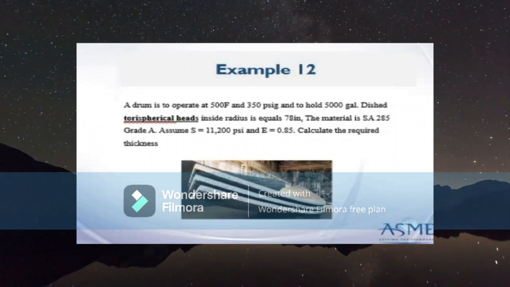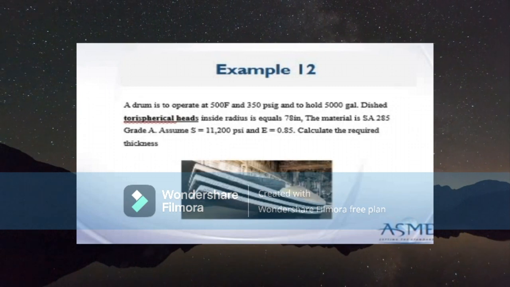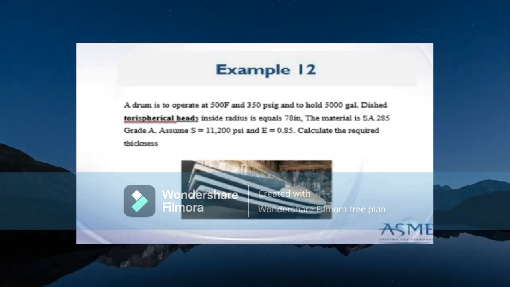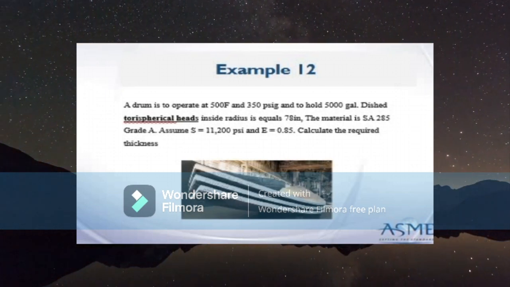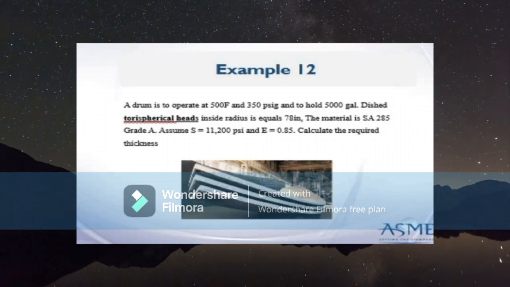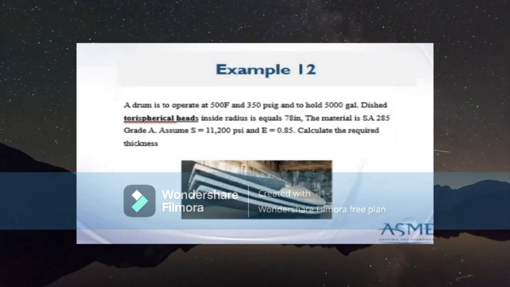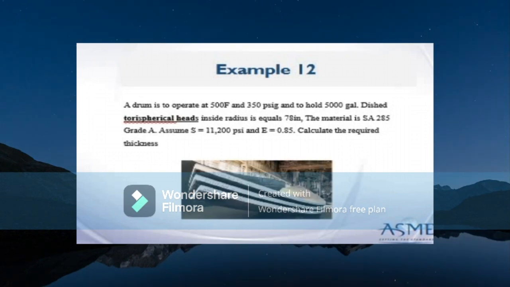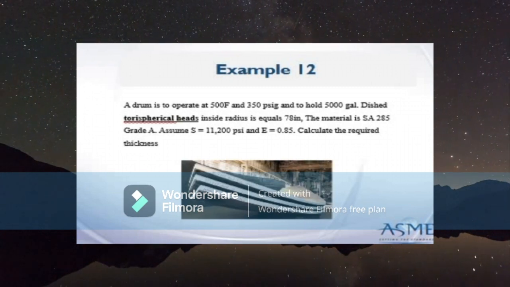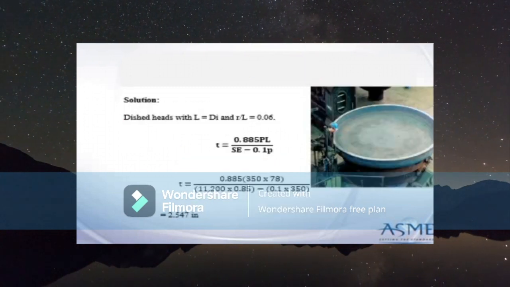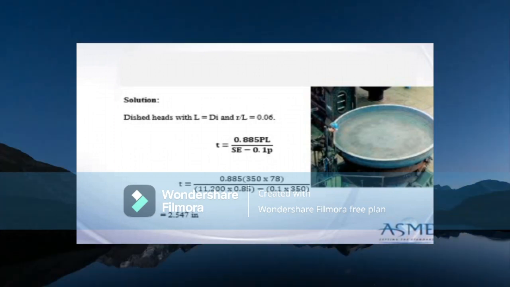Example 12. A drum is to operate at 500 F and 350 psig and to hold 5,000 gallons. Dished tori-spherical heads inside radius is equal to 78 in. The material is SA285 grade A. Assume S equals 11,200 psi and E equals 0.85. Calculate the required thickness. The required thickness of dished head is 2.547 inch.